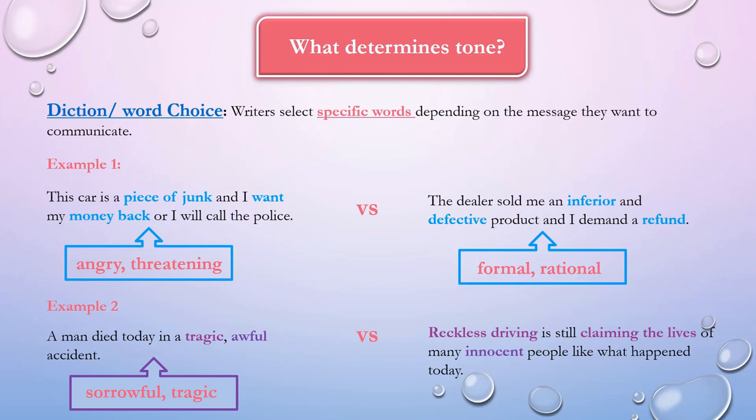So here the tone does not show any kind of sorrow or tragedy. On the contrary, it shows furious and worried. He's furious because people are driving recklessly without thinking of their consequences, and this causes people to die. And also he's worried because still these people who are driving recklessly are killing many innocent people.